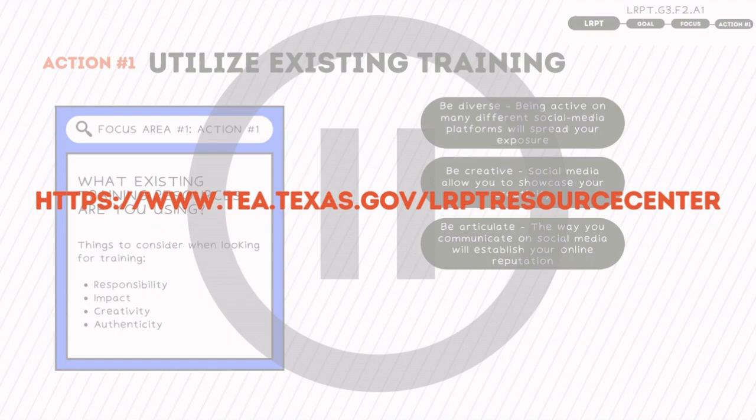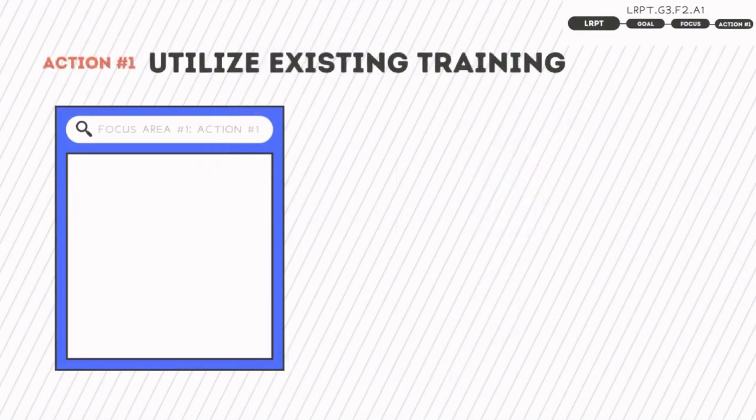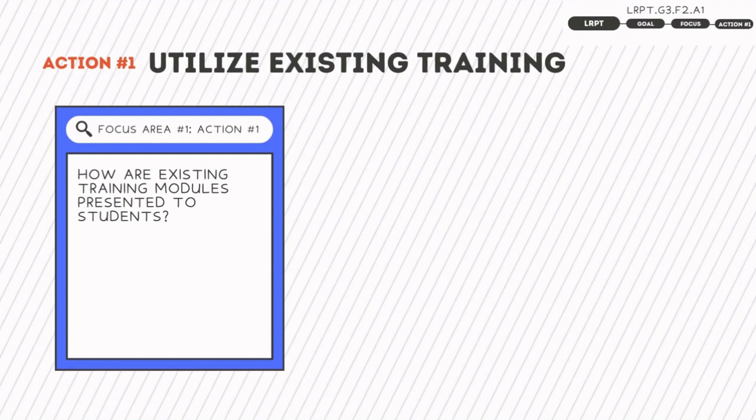Pause the video here to note on other values your district needs to consider, in addition to responsibility, impact, creativity, and authenticity when looking for existing trainings to utilize. What existing trainings are you already using that reflect on these attributes? How is the training presented to students? In what ways are they able to engage? This could include online training, in-person training, quizzes, assessments, or gamified activities.